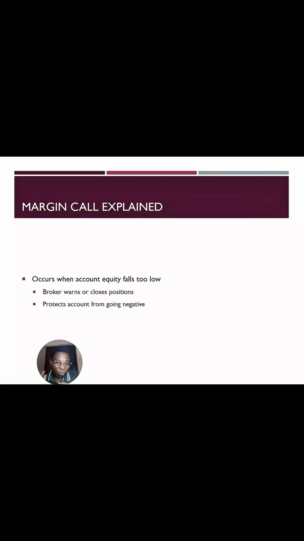So when your account equity falls too low, let's say you have a $10 account and you are in a trade where you are in a drawdown of minus $9. You see, $9, almost the $10, for your account to blow. When you say blow, that means you lose your account. That's what we mean by you've blown your account. So equity falls too low, and the broker will warn you or close positions. When you have a margin call, either your broker will close positions for you, leaving you with a couple of dollars in your account, or they will just send you a margin call notification. That's how margin call works.